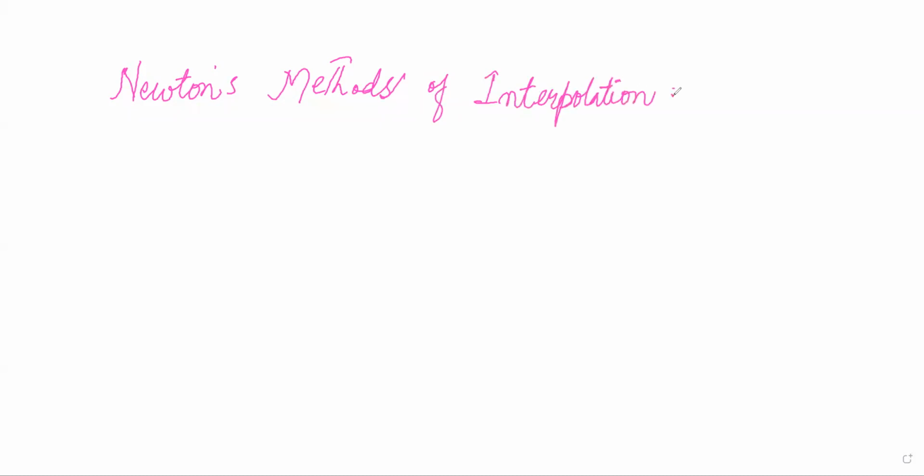Now, in Newton's methods of interpolation, one is called Newton's forward difference interpolation formula. Second is called Newton's backward difference interpolation formula. And the third one is called Newton's divided difference interpolation formula. So first of all, let's talk about Newton's forward difference interpolation formula.